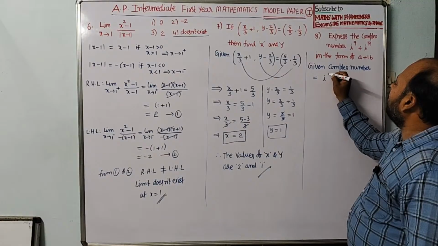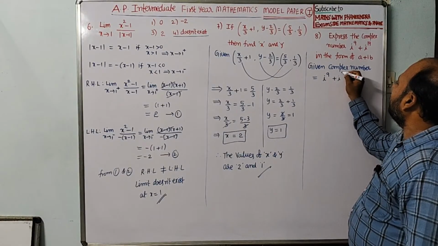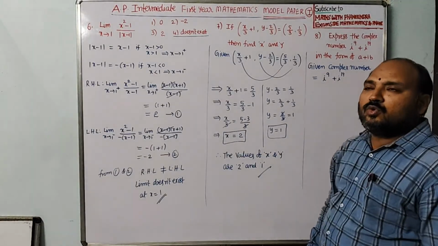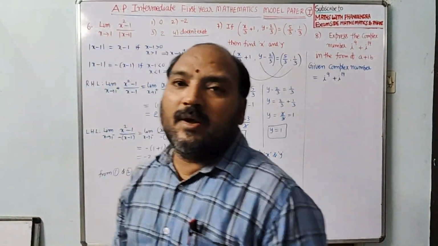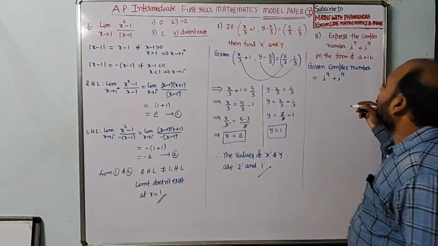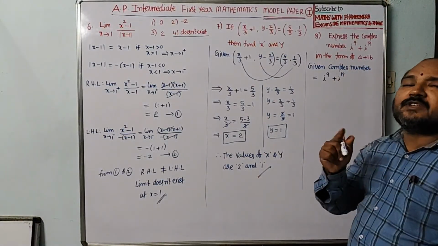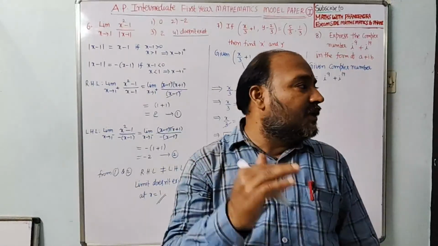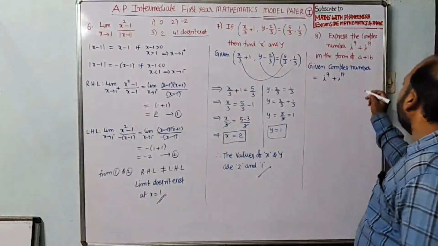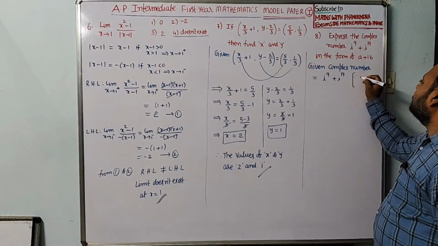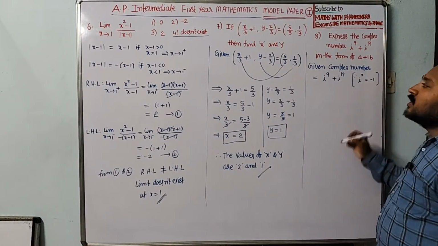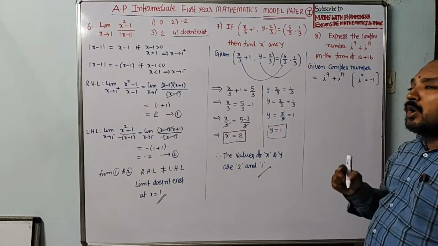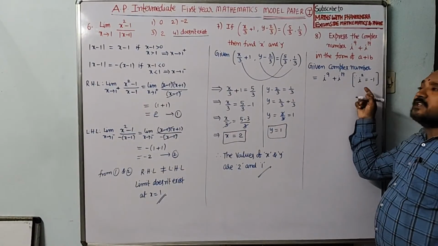So i^9 plus i^19. Whenever they give i, it means iota. Here, in i^9, you can express the given complex number in terms of i squared. You have to know about it. i means iota and i squared is equal to minus 1, dear students. So the given complex number you are going to express in terms of i squared.